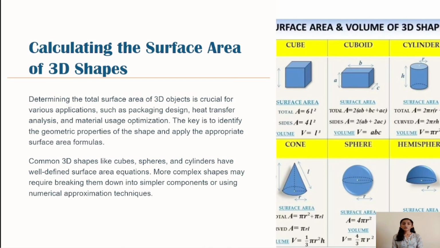Calculating the surface area of 3D shapes. Determining the total surface area of 3D objects is crucial for various applications such as packaging design, heat transfer analysis, and material usage optimization. The key is to identify the geometric properties of the shape and apply appropriate surface area formulas. Common 3D shapes like cubes, spheres, and cylinders have well-defined surface area equations. More complex shapes may require breaking them down into simpler components or using numerical approximation techniques.